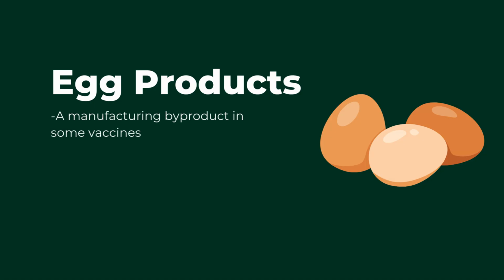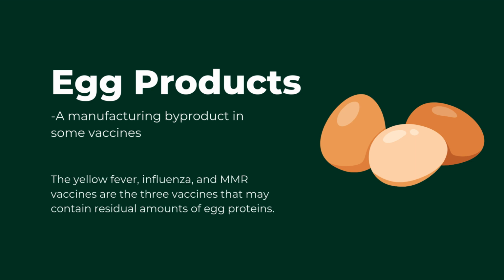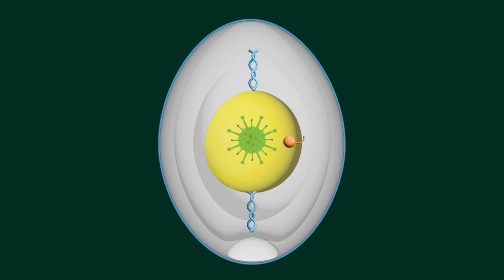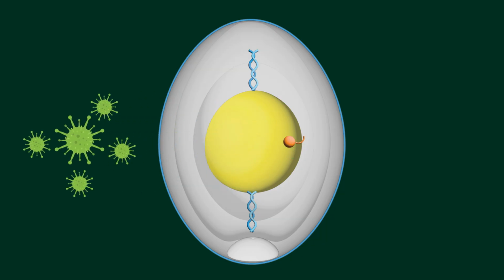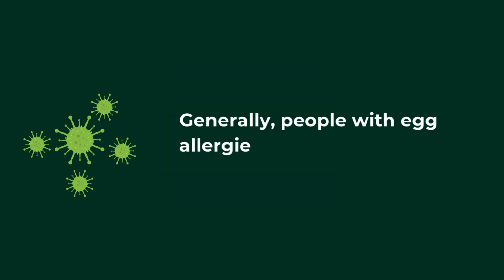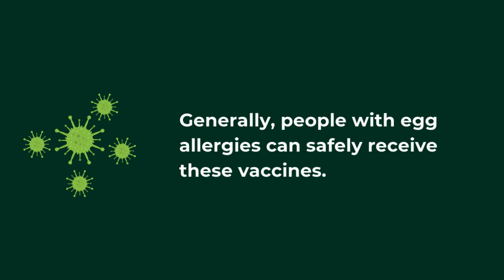Egg products, which may be a manufacturing byproduct in some vaccines, are often a concern for people with egg allergies. The yellow fever, influenza, and MMR vaccines are 3 vaccines that may contain residual amounts of egg proteins. The viruses used to make these vaccines are grown in eggs or cells isolated from chicken embryos. After the viruses replicate within the eggs, the virus is extracted from the eggs and purified to remove most of the egg proteins. Generally, people with egg allergies can safely get these vaccines.